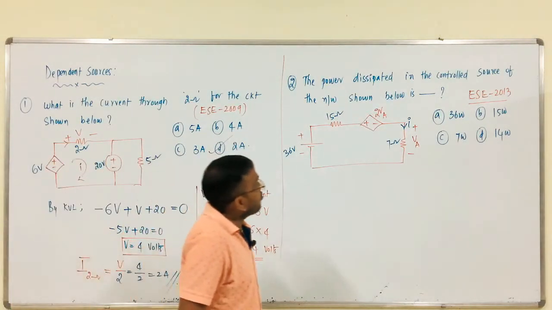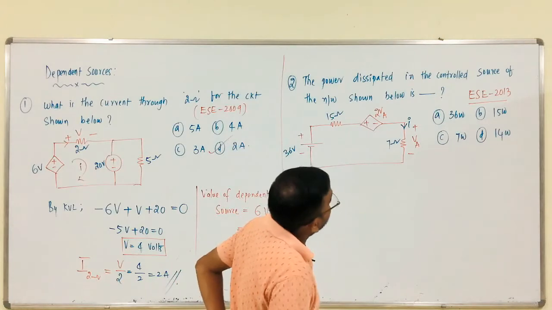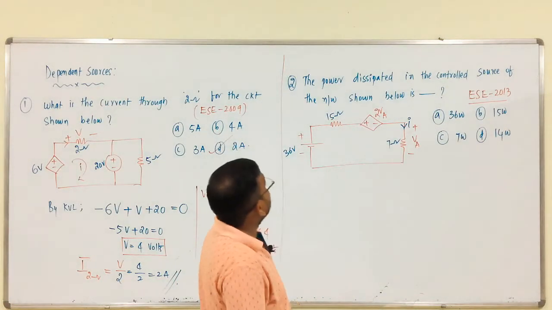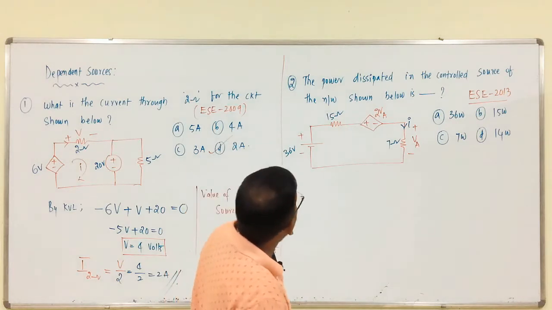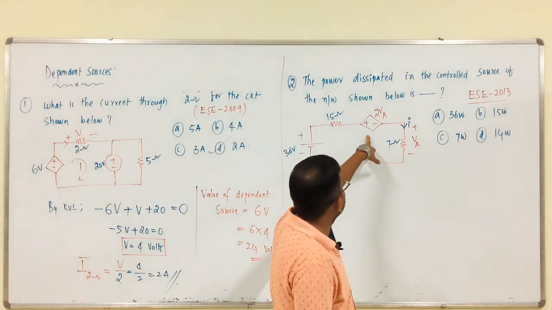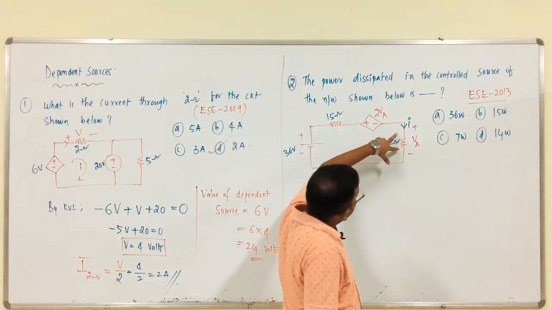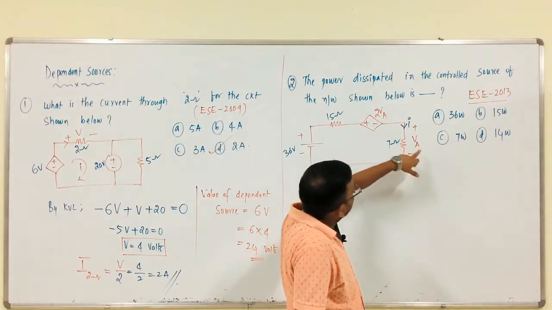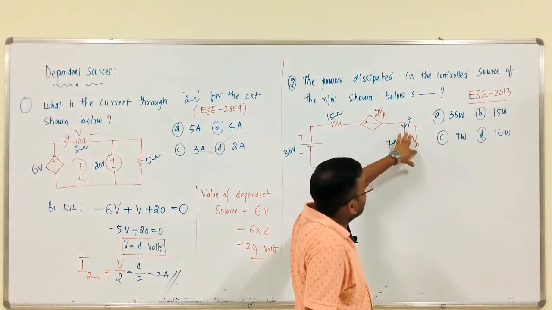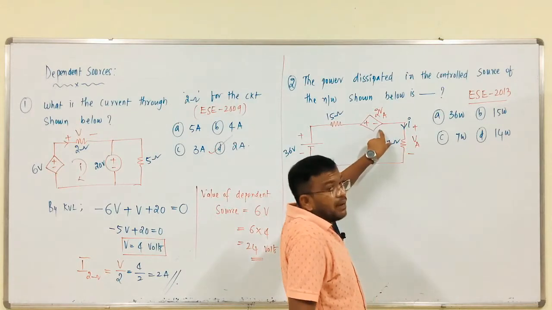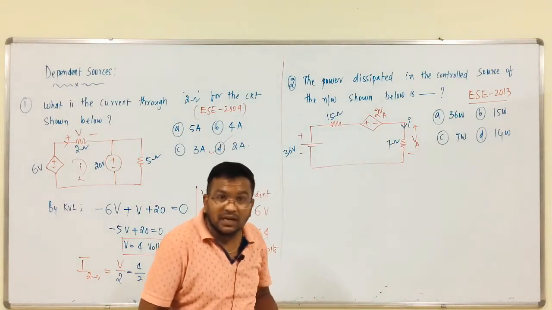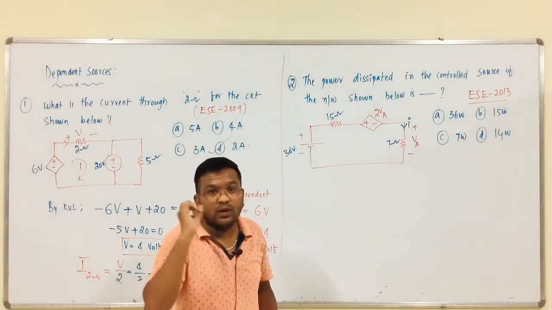Next, this is the problem which was asked in GATE ESE 2013. We have to find the power dissipated in the control source in the network shown below. Here, across this 7 ohm branch, the voltage is given as VA. This is the representation of this dependent source. In every circuit with a dependent source, there is a representation of the corresponding voltage source.